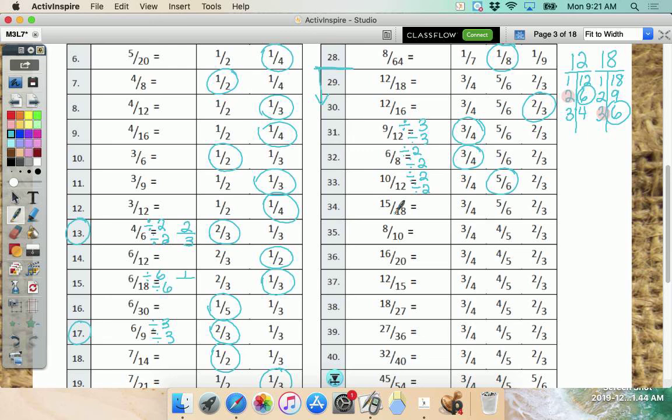What about 15/18? Quit telling me the answer and tell me what to divide by, please. What factor do they share? 3. So I'm going to divide by 3. So 15 divided by 3. So it wasn't 3/4. Don't guess. What do I divide by on 8/10? 2. What's the answer? Okay.